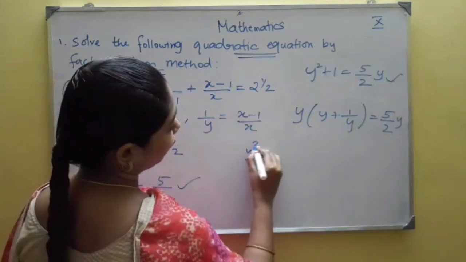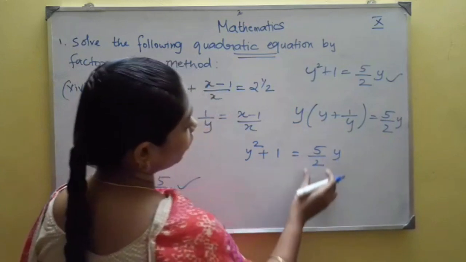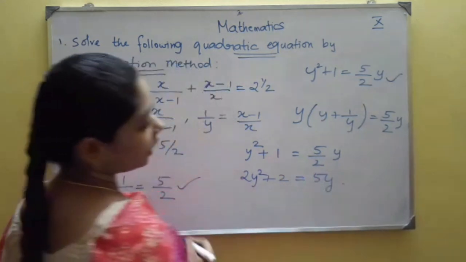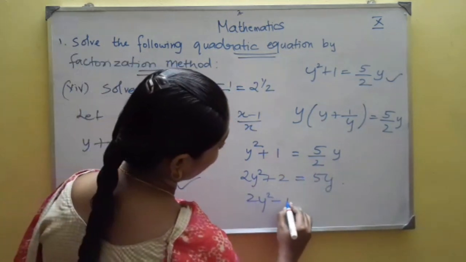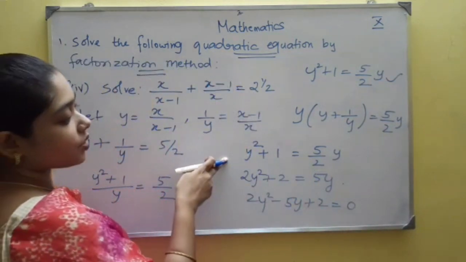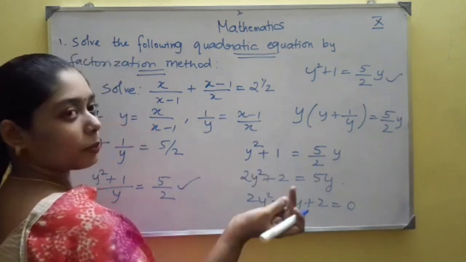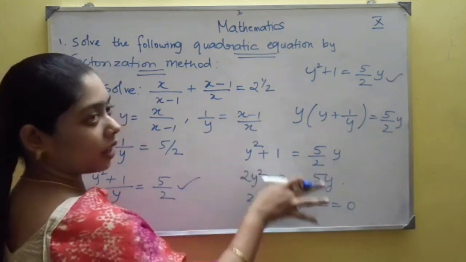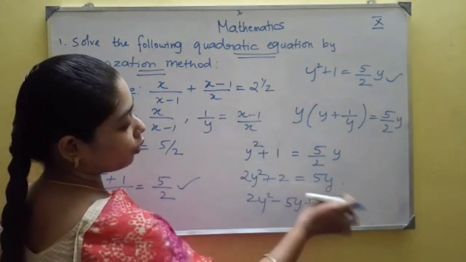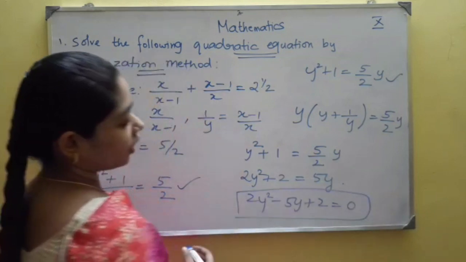Now what will you get while multiplying? y square plus y by y gives you 1, and this is 5 by 2 into y. Now take this 2 to the left hand side, you will get 2y square plus 2 equal to 5y, right? I am taking this denominator 2 to the left hand side. It gets multiplied with each term, so 2y square plus 2. Some people make a mistake here. They write 2y square plus 1 itself. But 2 gets multiplied with each one of the terms. 2y square plus 2 equal to 5y. Now take everything to the left hand side. You will get the quadratic equation 2y square minus 5y plus 2 equal to 0.